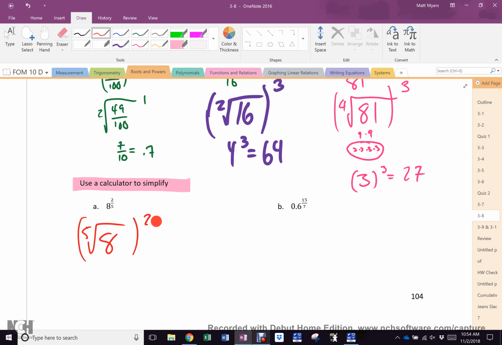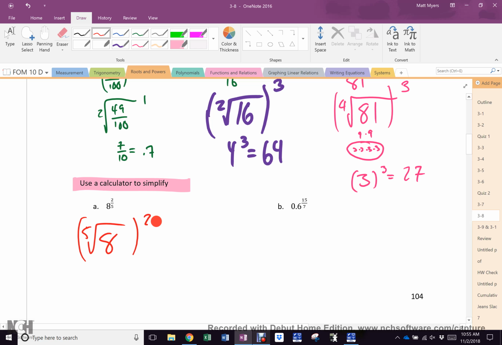Does 8 have a square root? No. 8 square root is 2 root 2, right? Does 8 have a cubed root? Yes, it's 2. Does 8 have a 4th root? No, there's no group of 4 I can take out of 8. If there's no group of 4 I can take out of 8, is there a group of 5 I can take out of 8? No, of course not.